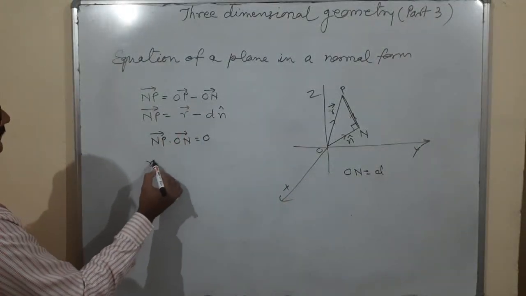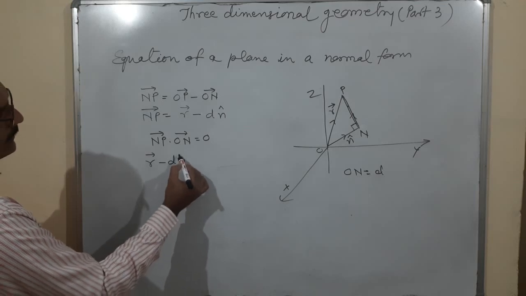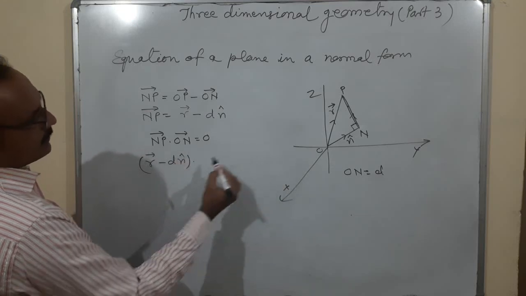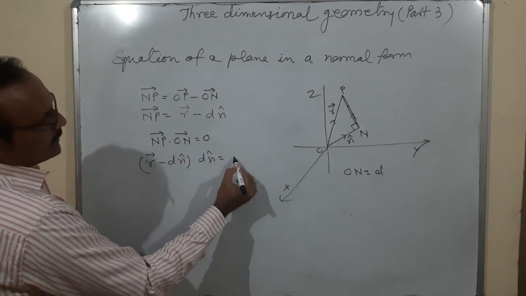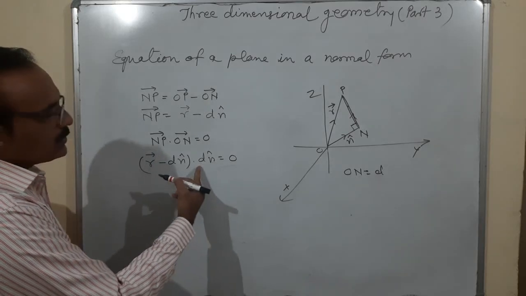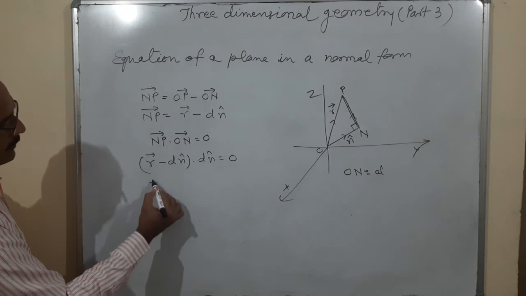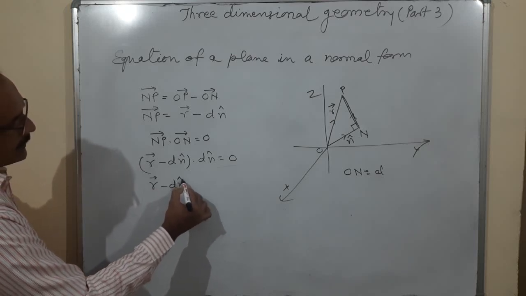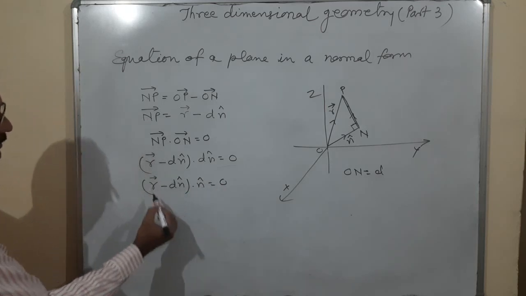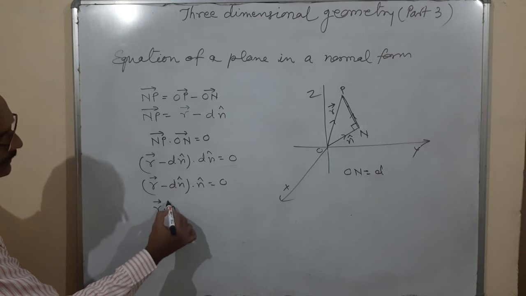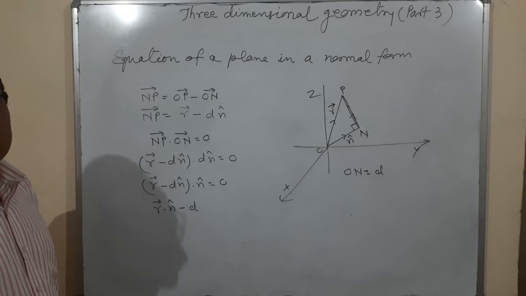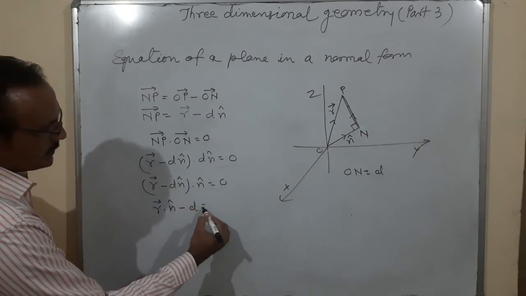NP is vector r minus Dn, dot ON, which is D vector n, is equal to 0. Is it okay? This D can be shifted here because D is not equal to 0, so 0 upon D is 0. Vector r minus D unit vector n, dot n, is equal to 0. So what does it mean? Vector r dot unit vector n minus D times unit vector n multiplied by n, which is n squared, that is 1, is equal to 0.